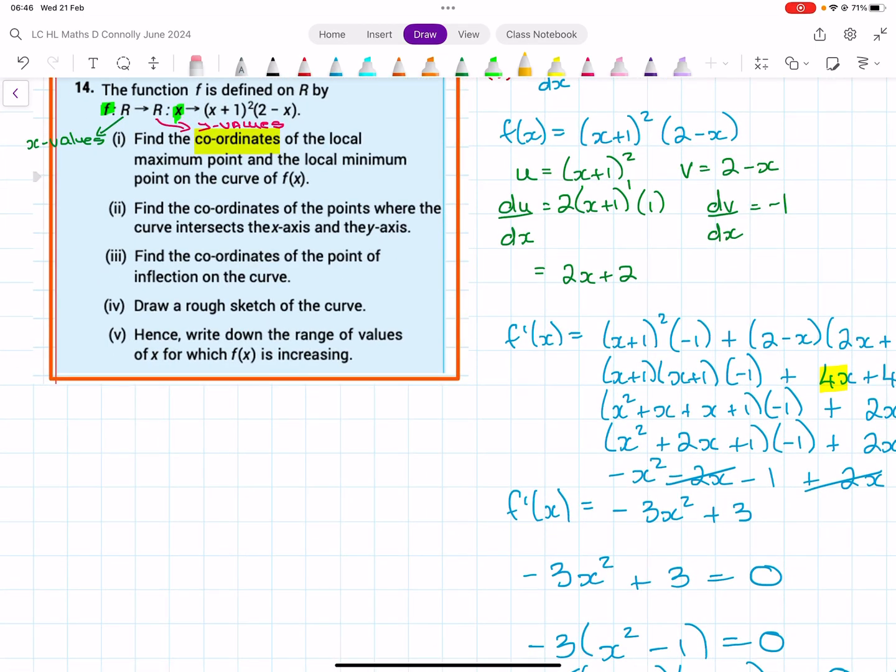Find the coordinates of the points where the curve intersects the x and y axis. Okay, so when it intersects the x axis, we let y equal 0. So that's going to be x plus 1 squared times 2 minus x equals 0.